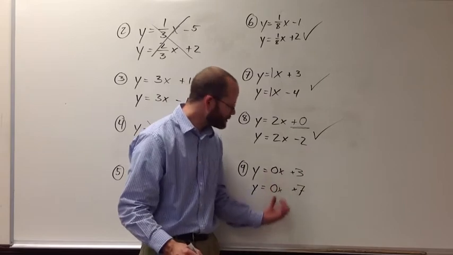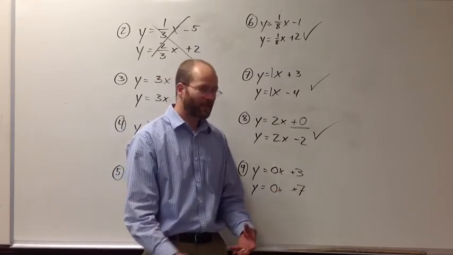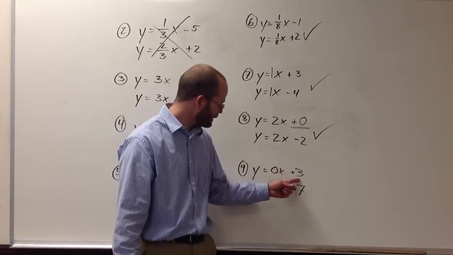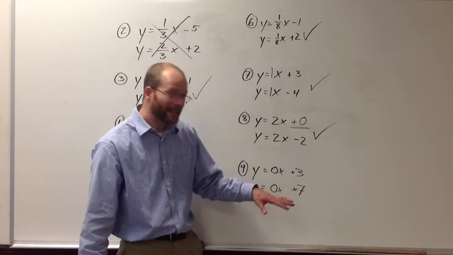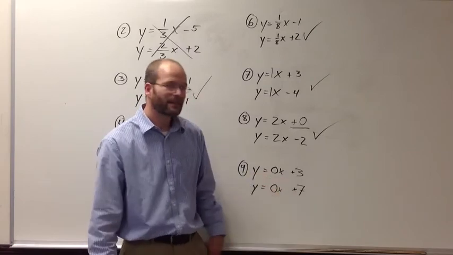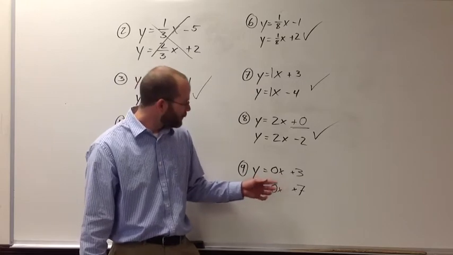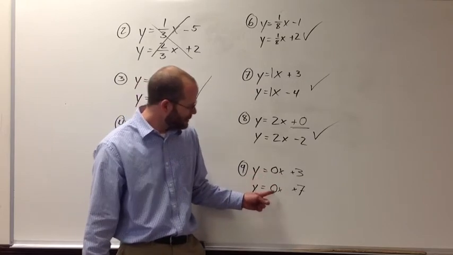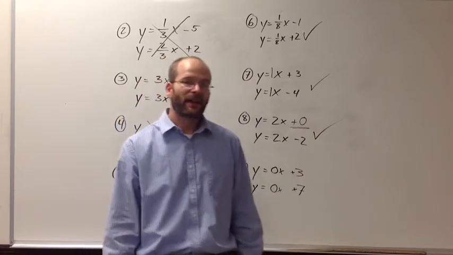And that's why I never wrote the x's, because 0 times x is nothing. And 0 times x down here is nothing. And so we end up with y equals 3 and y equals 7. Both of these, you should recognize, are horizontal lines. How do we know? Because the slope is equal to 0. Therefore, since they're both horizontal lines with different y-intercepts, they are in fact parallel.